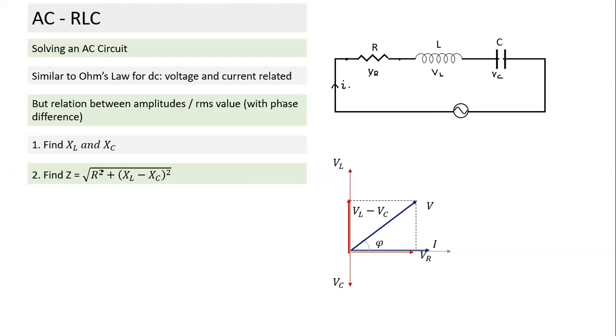Impedance and I are related. Once we find impedance, we can find out either the peak or RMS value of current. I is equal to V by Z. Once we find out the current value, we can find VR also, VL also, VC also.